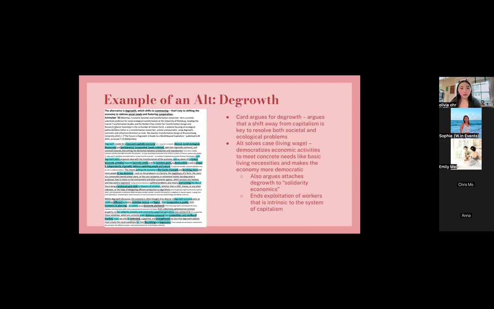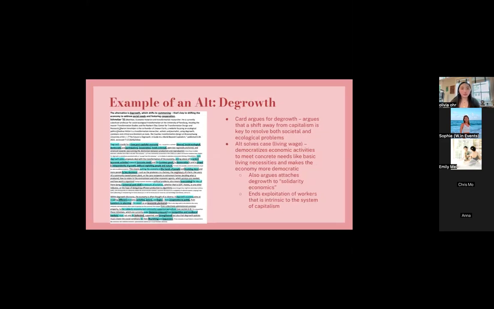So you can make arguments that the alt solves the case. I'll just give an example in the living wage context. You can argue that democratizing economic activities to meet concrete needs like basic living necessity means that the economy is more democratic under an anti-capitalist model. It also attaches degrowth to solidarity economics, which means that there'll be less factional divides and fragmentation among workers. And then also degrowth solves the case because it avoids the exploitation of workers that we argue is intrinsic to the system of capitalism. So that would be more intertwined in the impact debate.